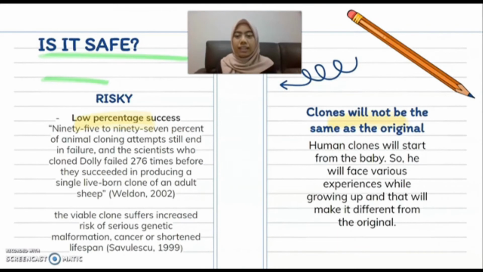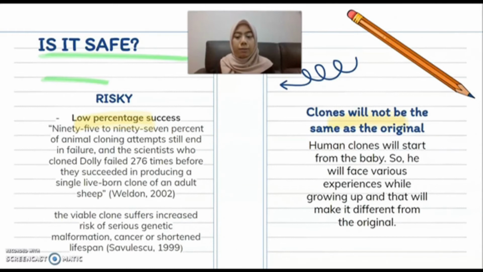Next, the last one from me, is it safe? Actually, cloning adalah berisiko sebab dia mungkin boleh berjaya dan dia mungkin tidak. Dan berjaya dia adalah low percentage to success. So 95 to 97% of animal cloning attempts fail. And the scientists who cloned Dolly failed 276 times before they succeeded in producing a single live-born clone of an exact shape. Jadi di sini dapat dilihat melalui case Dolly, walaupun ada yang berjaya, tapi yang berjaya pun hanya bertahan selama 6 tahun, sekejap sangat.